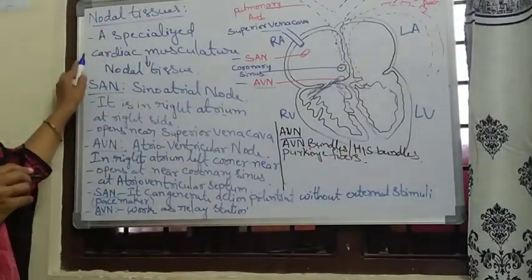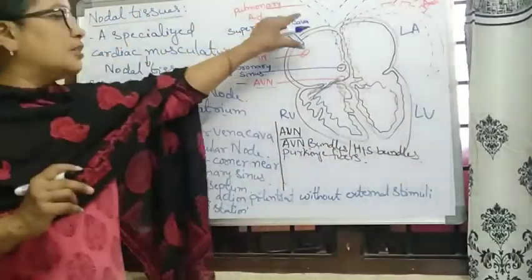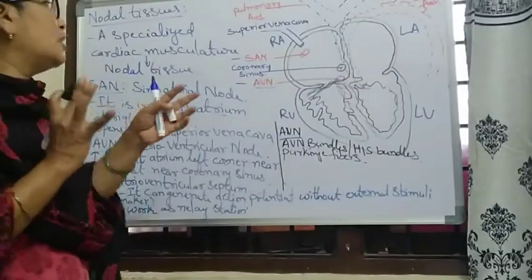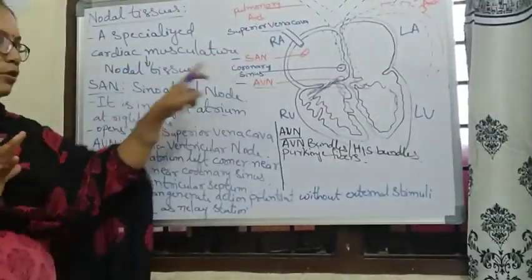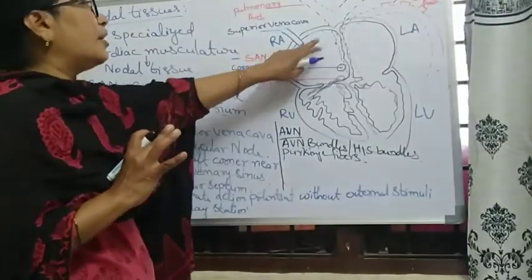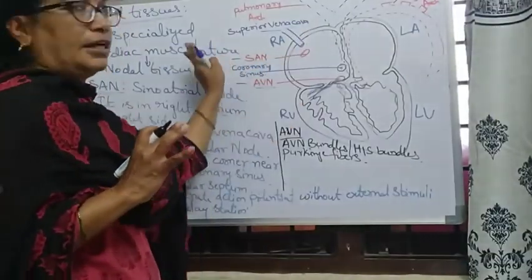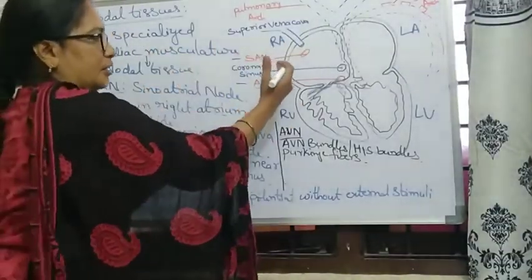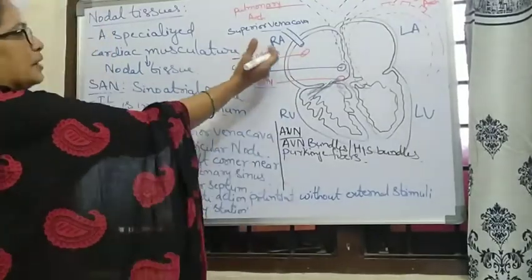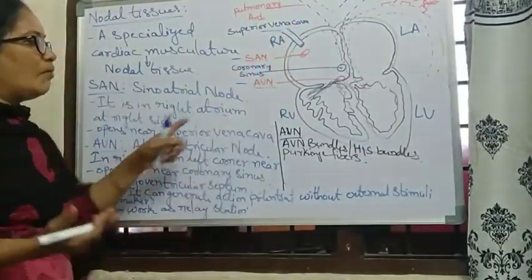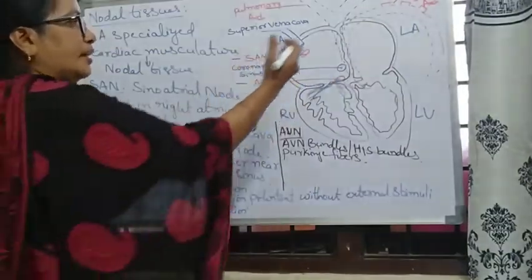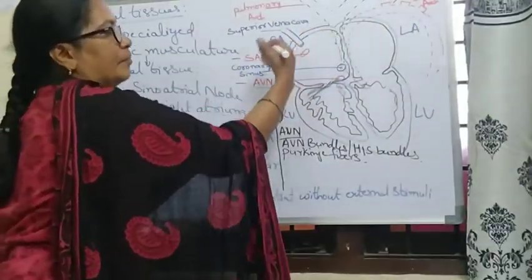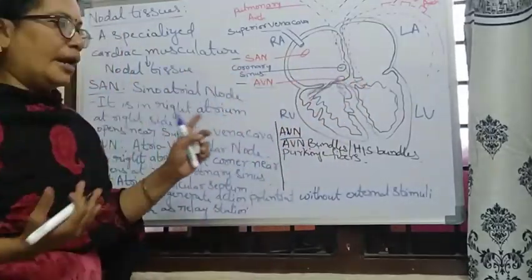These are specialized tissues, a group of tissues called nodal tissues, that are the SAN node and AVN node. SAN, where is it located? In the right atrium, right side, right corner of the right atrium, and it opens near the superior vena cava. And the AVN node is located in the right atrium near the left corner of the right atrium.